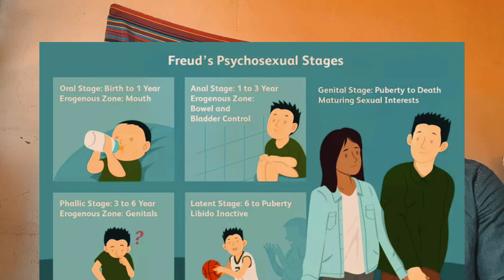The core idea behind Freud's theory is that our pleasure-seeking energy, or libido, focuses on different erogenous zones as we mature. Each stage presents a unique challenge or conflict that must be resolved for healthy psychological development. According to Freud, he identified 5 stages of psychosexual development. These stages are the oral stage, the anal stage, the phallic stage, latency, and the genital stage.